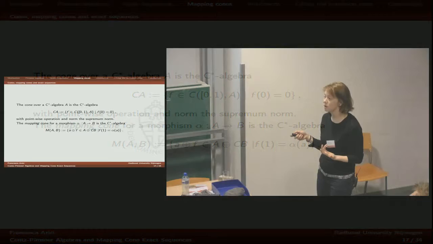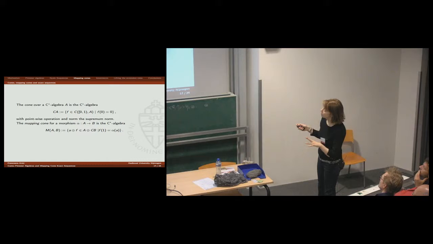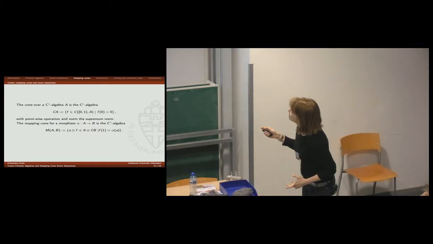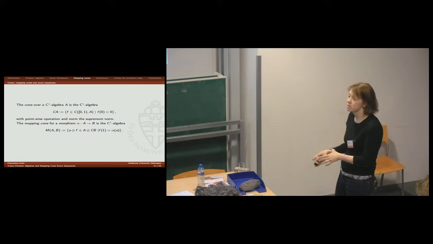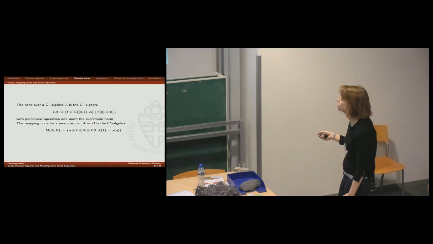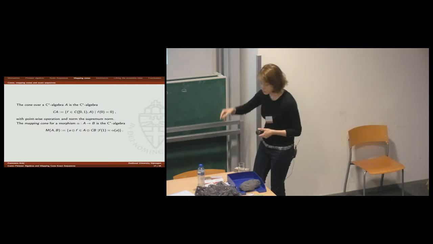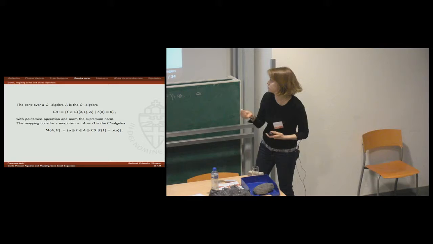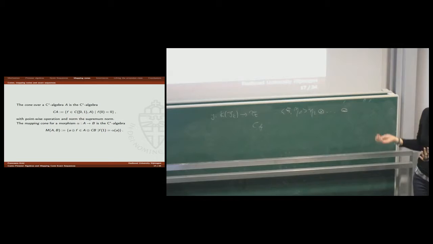You can define the cone of this algebra as a collection of functions from the interval, closed on the left and open on the right, that take value 0 in 0. So this is a C*-algebra with pointwise operations, and the norm is the supremum norm. And then if you have a morphism between two C*-algebras, you can define the mapping cone of this morphism that I denoted with this notation because I found it handy, but of course there are other notations like C_F, if you want to stress that you're doing it with respect to that particular morphism.